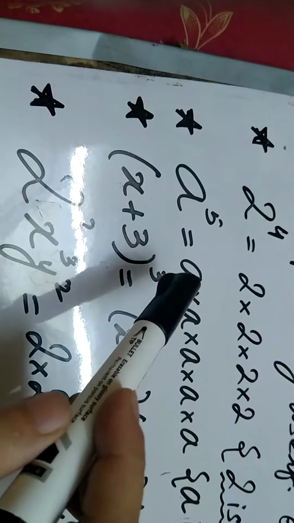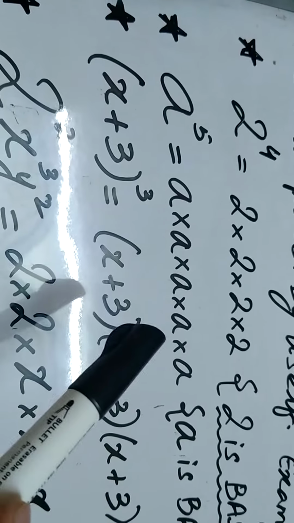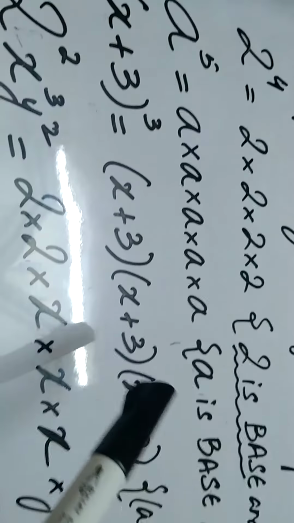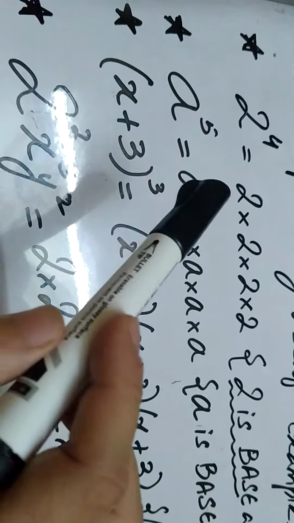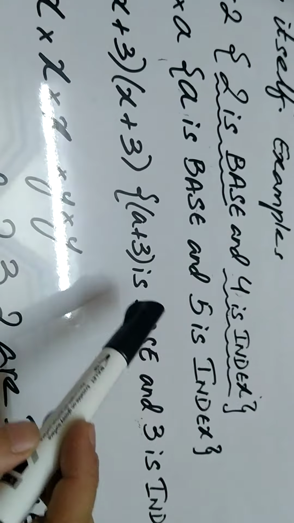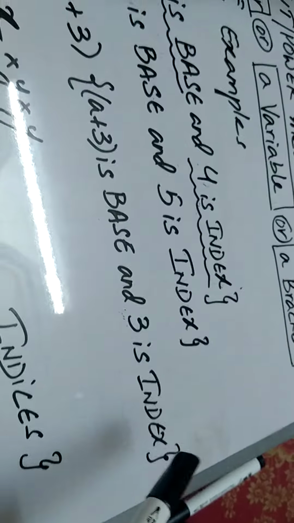So what does this power tell us? This power tells us this bracket is multiplied by itself like this: x plus 3 multiplied by x plus 3 multiplied by x plus 3. So remember, this bracket is now a base and this 3 is power. So x plus 3 is a base and 3 is index or power or exponent.